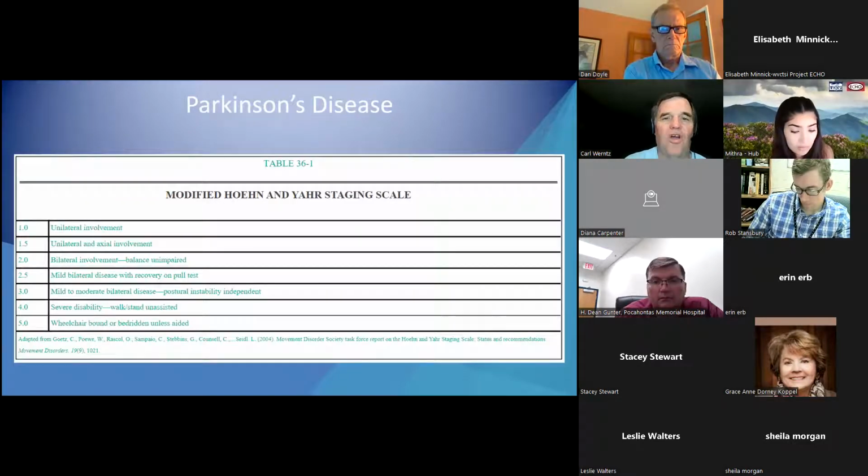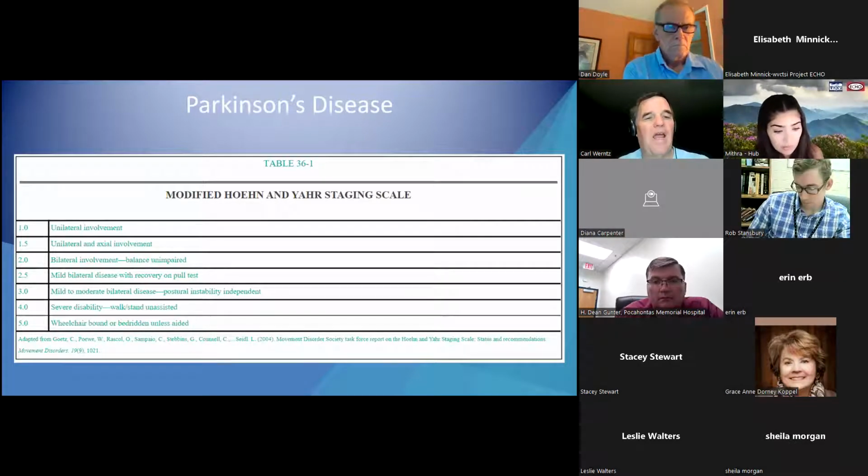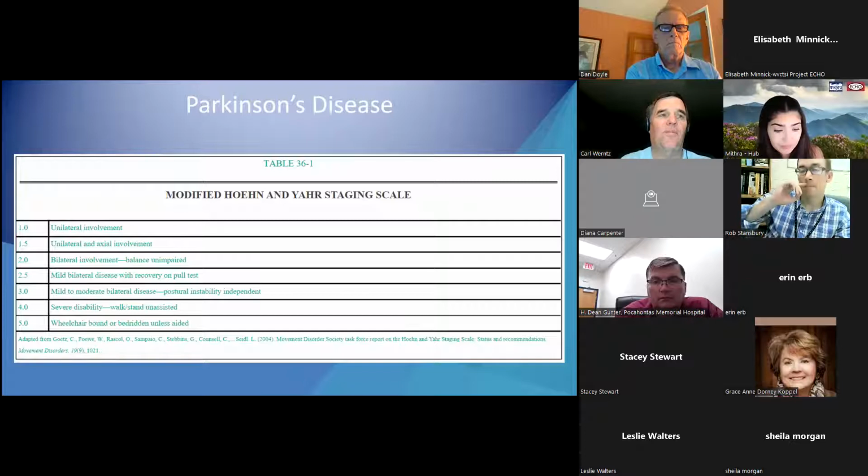So here's the study. It's the Hoehn and Yahr staging scale. It goes from 1.0, unilateral involvement, which shouldn't really affect spirometry very much, through severe disability but able to walk or stand unassisted, all the way down to wheelchair bound or bedridden unless aided. The patient that I described would have been H&Y category 5, because he was wheelchair bound and it took 3 of us to get him even to sitting on a stool for the X-ray. So that would be his level of pretty profound impairment.